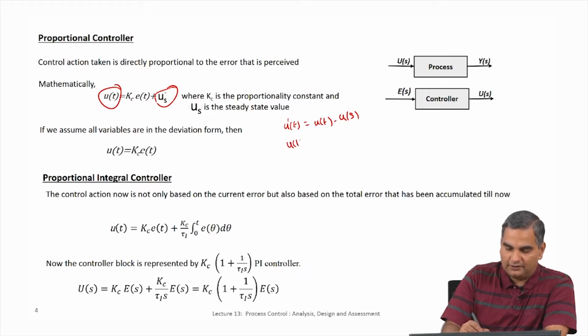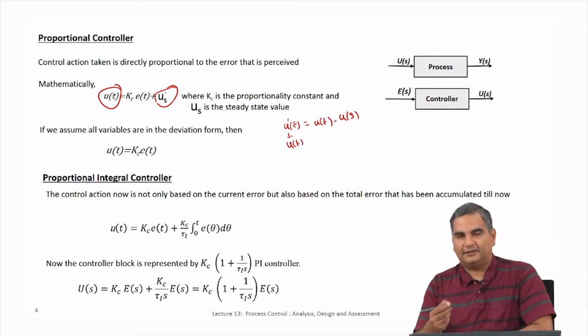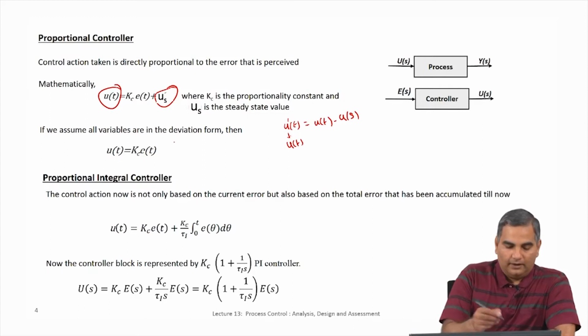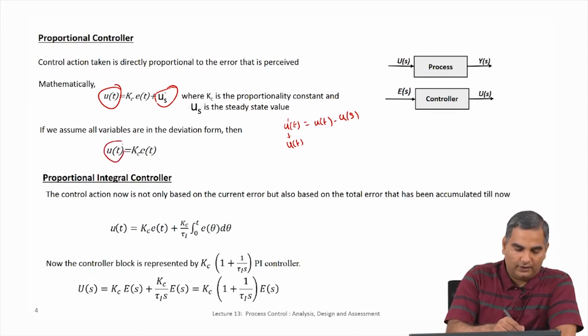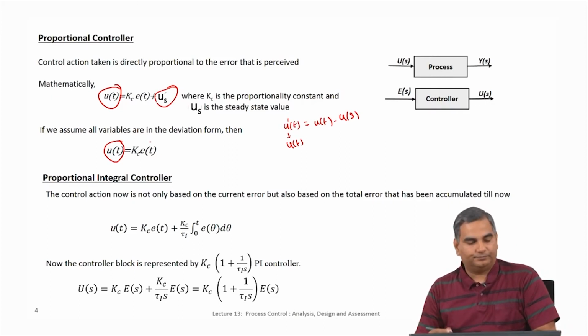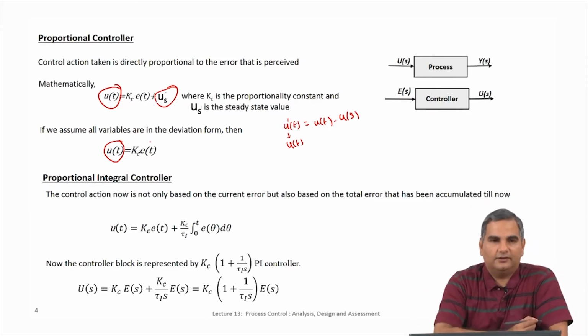So, I am going to call this u of t, with the idea that at steady state it is 0. A proportional controller is going to set the value of u of t, and remember this is in deviation variable. Once you compute this, the actual manipulated variable value is this plus the steady state value. So, the proportional controller is the simplest controller.